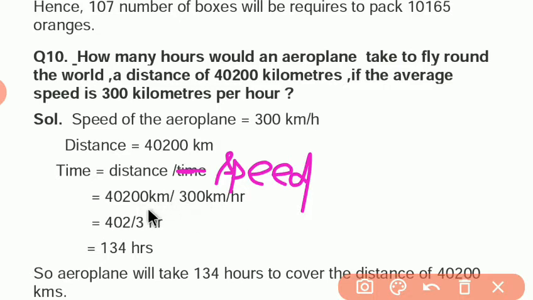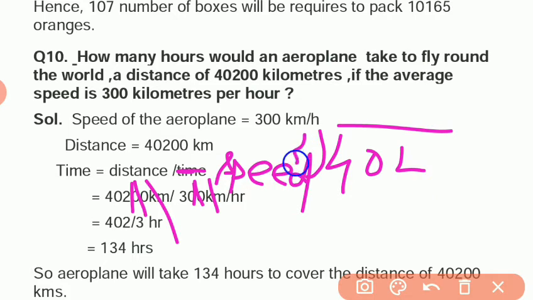If we divide this, we can cut 2 zeros by 2 zeros and kilometer by kilometer. So how much is left? 402 upon 3 per hour. Now if we divide 402 by 3, we'll get the answer as 134 hours. So the aeroplane will take 134 hours to cover a distance of 40,200 kilometer.